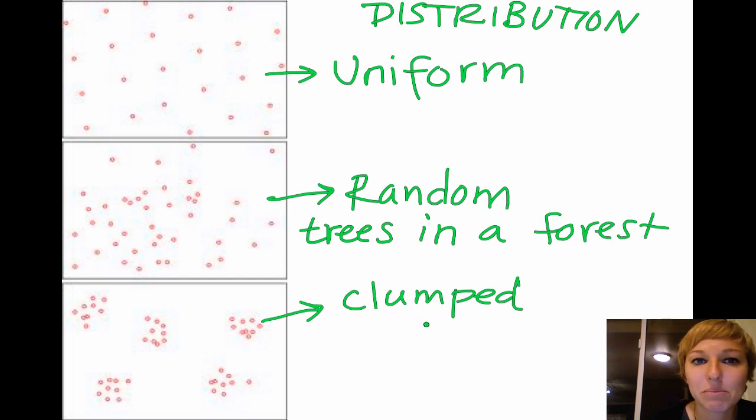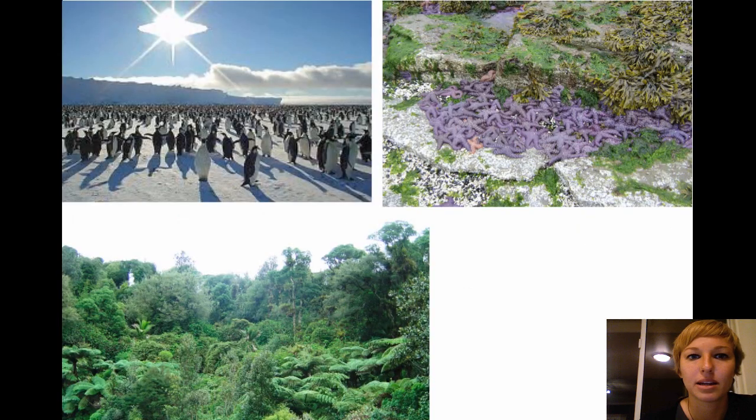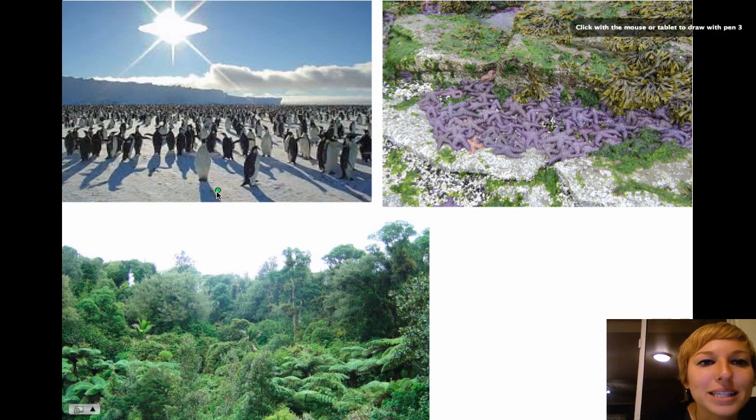So I have some examples here, a little quiz on our distribution. This is going to be our last slide. Here we go. So we've got some penguins. I'm sure most of you have seen March of the Penguins. And if you look at them, what would their distribution be? Guesses? All right, this would be uniform.